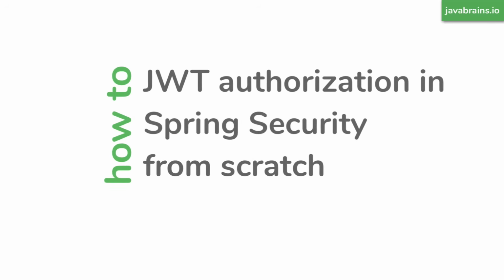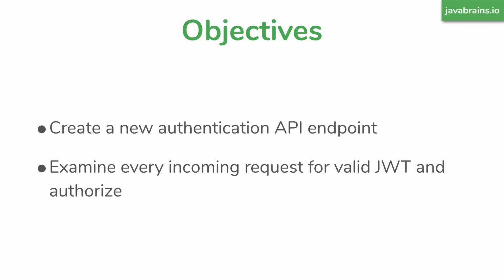In this tutorial, we'll be creating a brand new Spring Boot and Spring Security project, and we will implement JWT-based authentication and authorization. We'll create an endpoint that accepts user ID and password and can authenticate, and it returns a JWT. And then we'll wire in some code to check incoming requests for JWT in the authorization header and authorize requests that have valid JWT. So let's check it out.